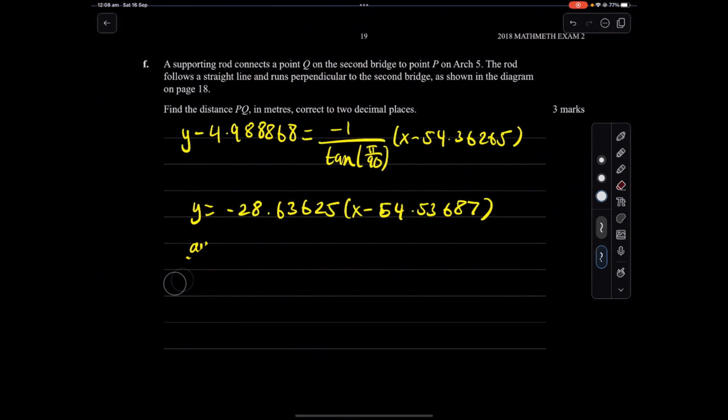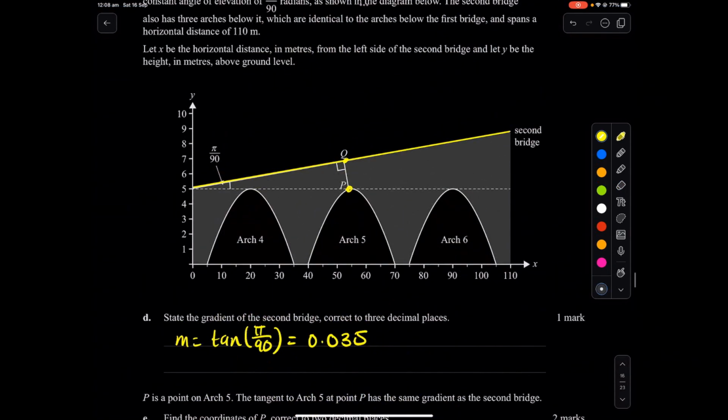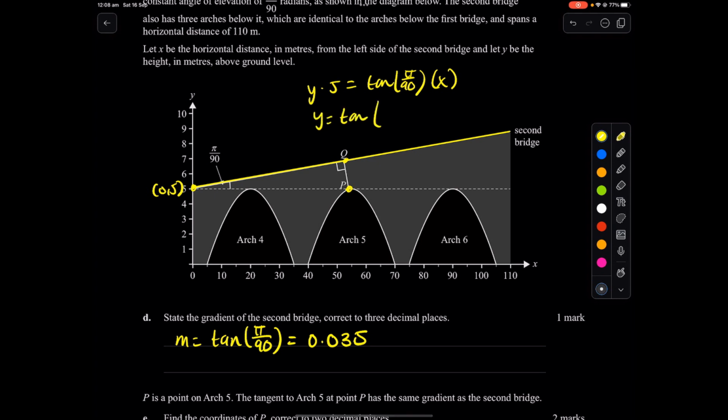Okay, so let's find this equation over here, because we know it passes through 0, 5. We know the gradient's tan pi 90. It's just y minus 5 equals tan pi 90 times x minus 0, which is just x. So y equals tan pi 90 x plus 5. So this equals this here, and we should get Q. So let's do that.